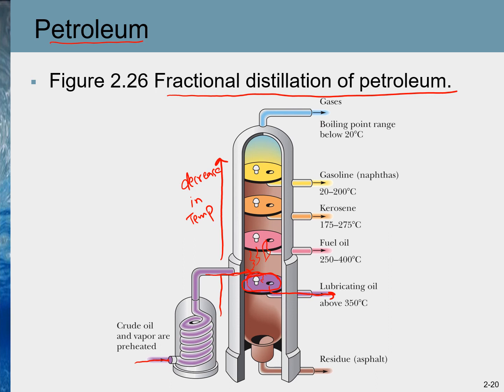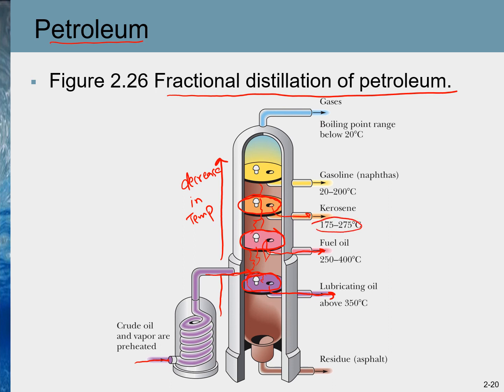The vapors which go up, as they move up, because temperature decreases, some of them will liquefy at the first collection zone, and all the products which are collected in this zone are fuel oil, and remaining vapors will go further up, and kerosene oil distillates or liquefies between this temperature zone and is collected here.